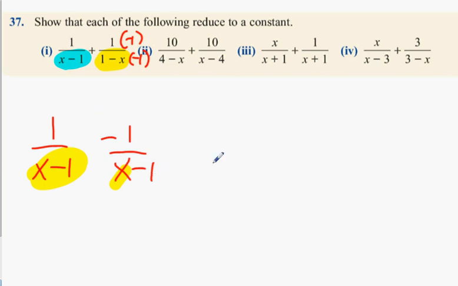1 take away 1? 0 over x minus 1. Any 0 divided by any number? 0. Just 0. You good? Okay.